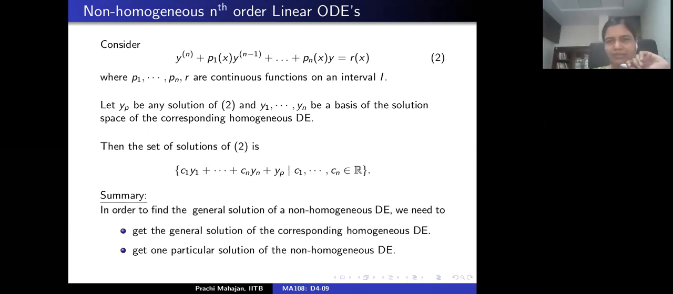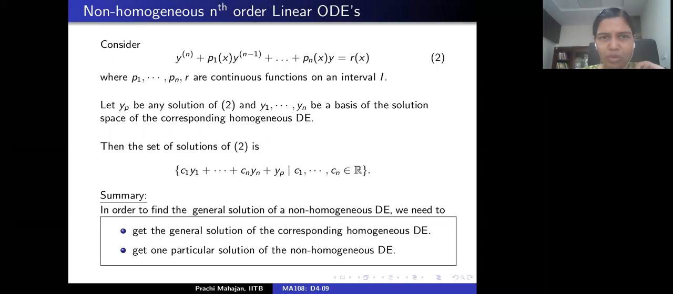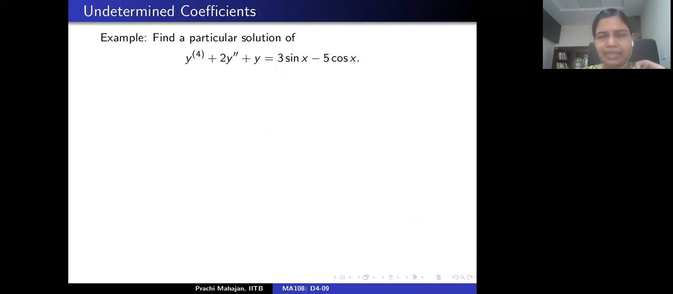So the upshot of all of this discussion is that you need to find a particular solution of the non-homogeneous differential equation and the basis of the solution space of the associated homogeneous differential equation. Now the question is, how do you find a particular solution of the non-homogeneous differential equation, which is an order n equation? We discussed two methods in order 2 situations, which were the method of undetermined coefficients and the method of variation of parameters, right? Both of them remain valid in the order n situation also.